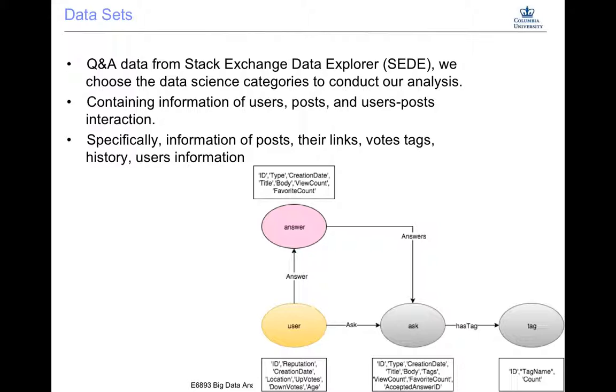The datasets we use are downloaded from Stack Exchange Data Explorer. We choose the data science category to conduct our analysis. The datasets contain the following information. It contains the posts, which can be separated into questions and answers, and it also contains users' information such as reputation, age, and location, and also some text related to the questions. The relationship in this database is as follows. Users can answer questions or ask a question, an answer is related to a question, and an asked question can have several texts.